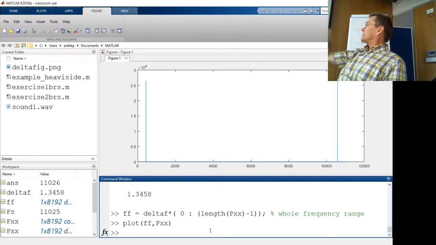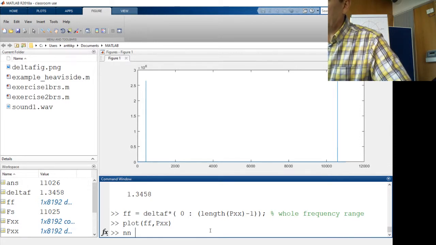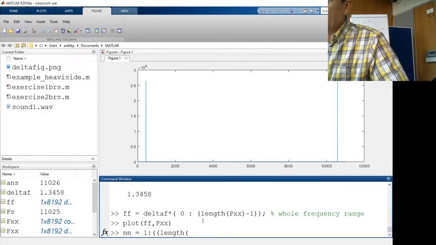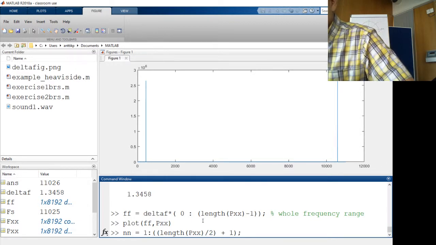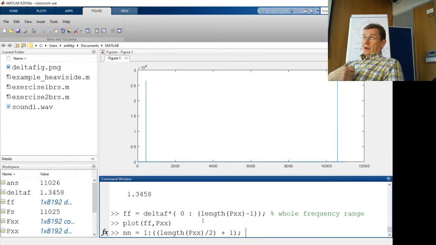But we still have too many points there. But we can always fix that by saying, okay, nn equals. So our region of interest is from 1 to length of pxx divided by 2, plus 1. Where does plus 1 actually come from? From the indexing. So basically, we start from 0 frequency, which is at the index 1.